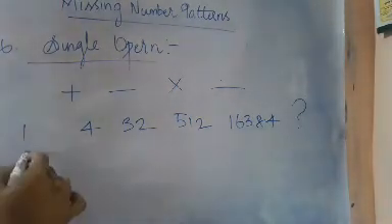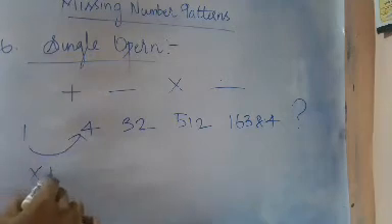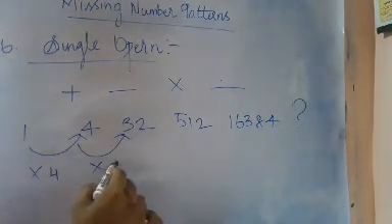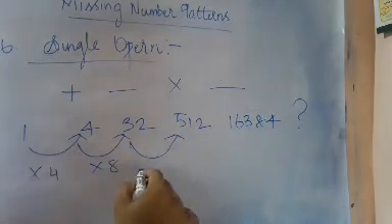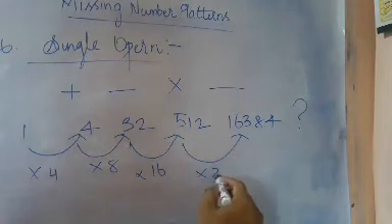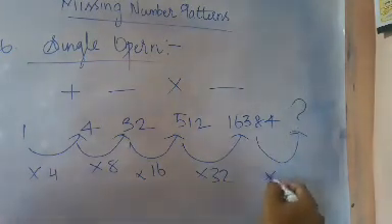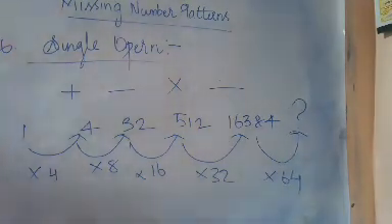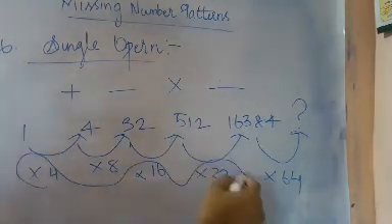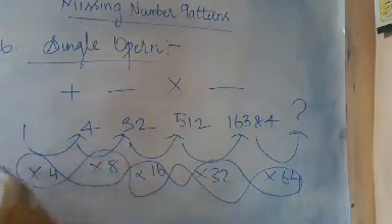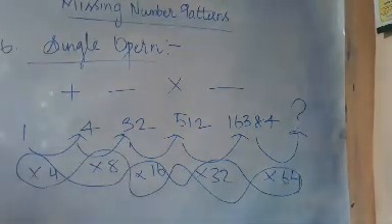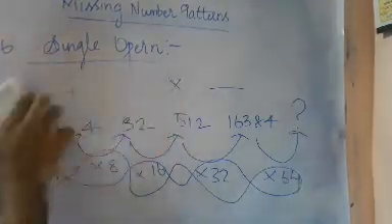So you can see that it is multiplied by 4, it is multiplied by 8, it is multiplied by 16, it is multiplied by 32, and this will be multiplied by 64. You can see the sequence, that is, they are getting multiplied. Okay, let's move on to another pattern.